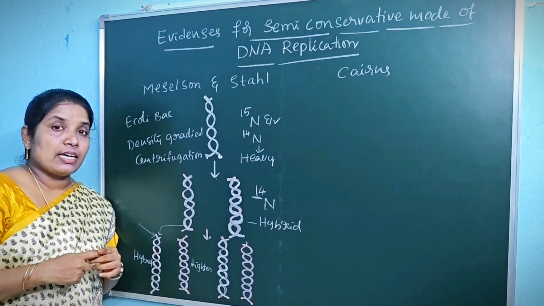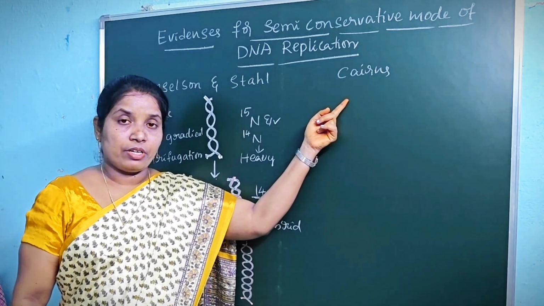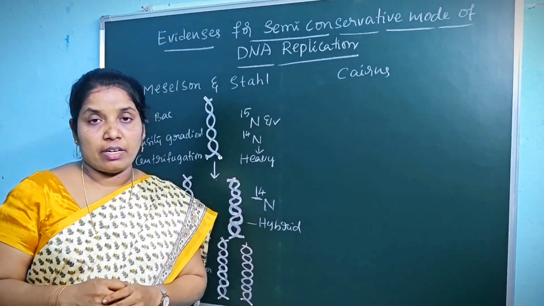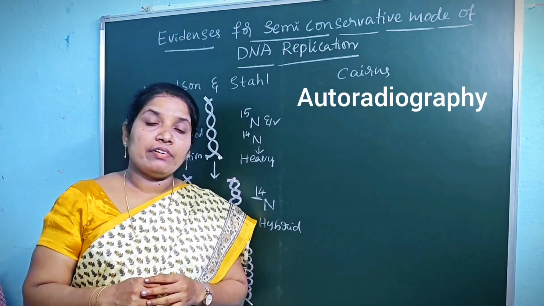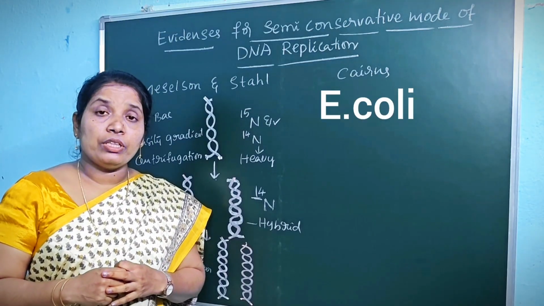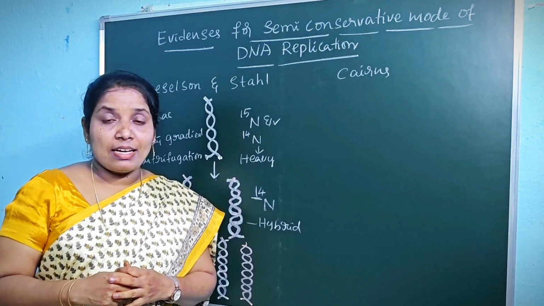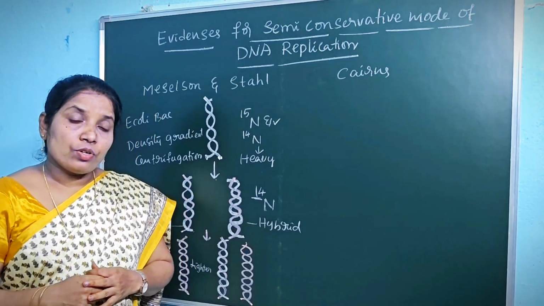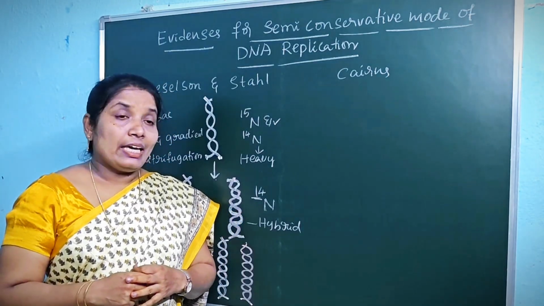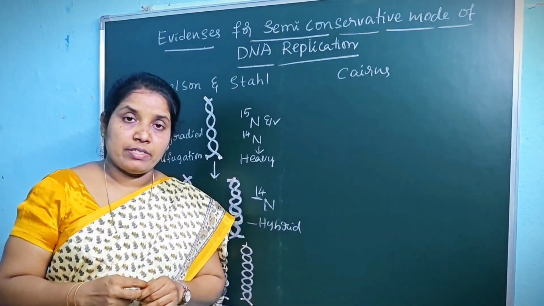Okay, so let's see the second experiment, that is Cairns' experiment. John Cairns also worked on E. coli bacteria. He used the autoradiography technique to visualize the E. coli DNA. He also proved that DNA replication in E. coli is semi-conservative. He used radioactive thymine. So let's see the experiment.